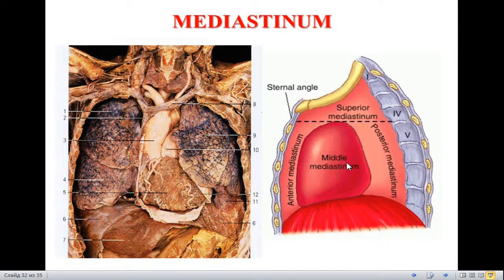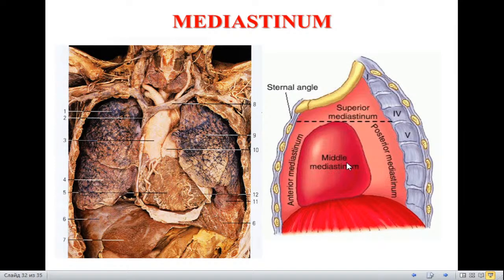Posterior mediastinum includes the thoracic part of the descending aorta, azygous and hemiazygous veins, right and left sympathetic trunk, vagus nerve and splanchnic nerve, thoracic duct, thoracic portion of the esophagus and lymphatic nodes.